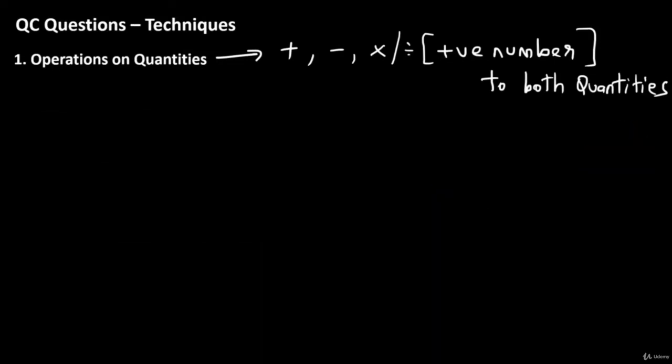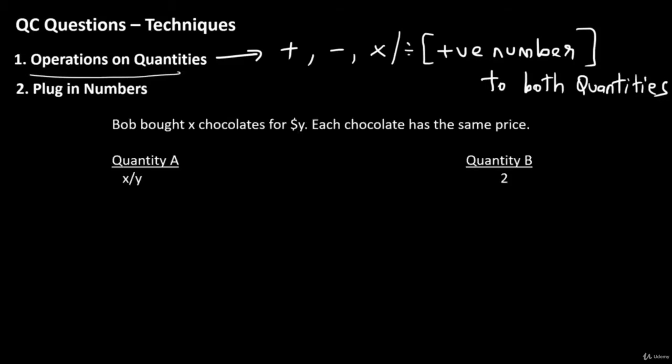Alright, now let's see the next tool in our kit. So the first one was doing operations on the quantities. Alright, now the second one that we discuss over here is plugging in numbers. Let's discuss that over here with the sample question. Bob bought X chocolates for Y dollars. Alright, each chocolate has the same price. Now quantity A is X by Y and quantity B is 2. Now we need to find the relationship between these two quantities.